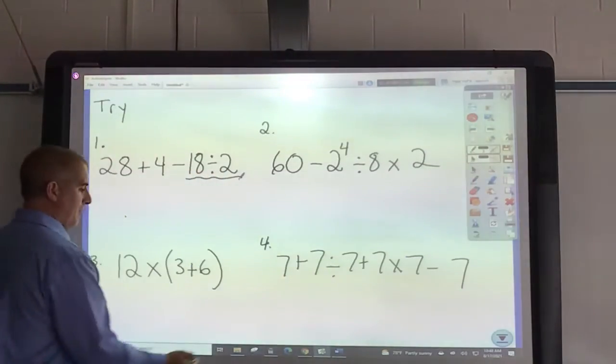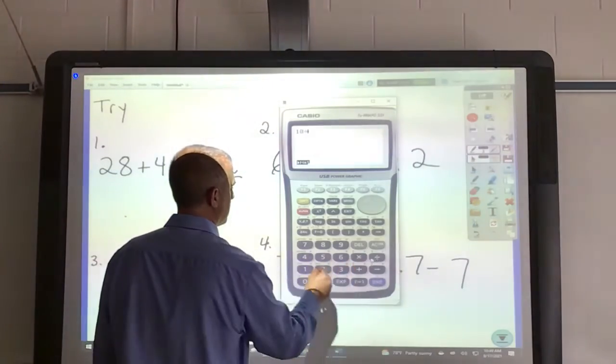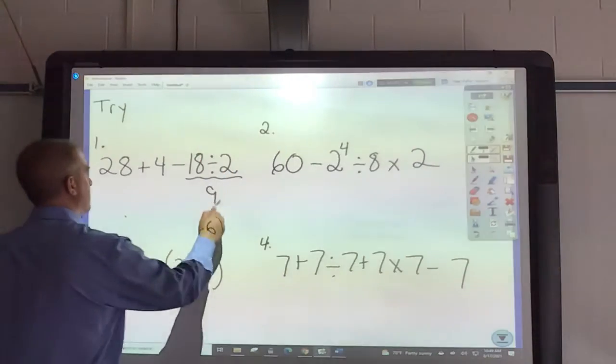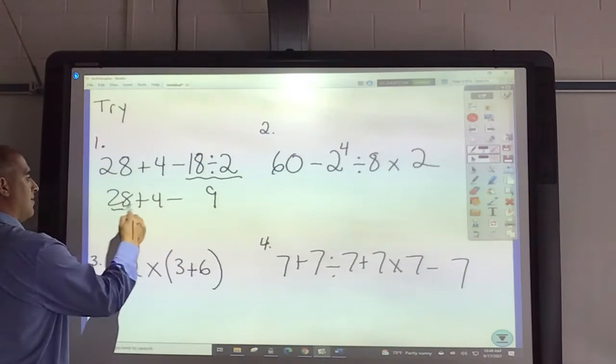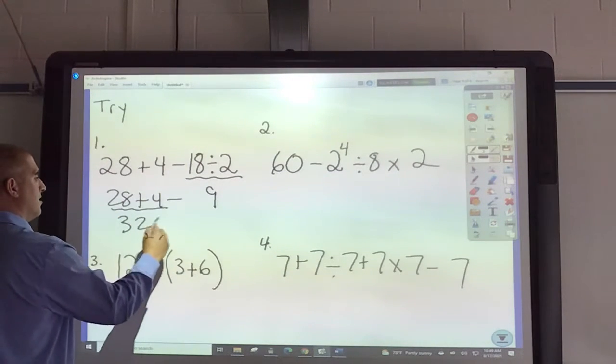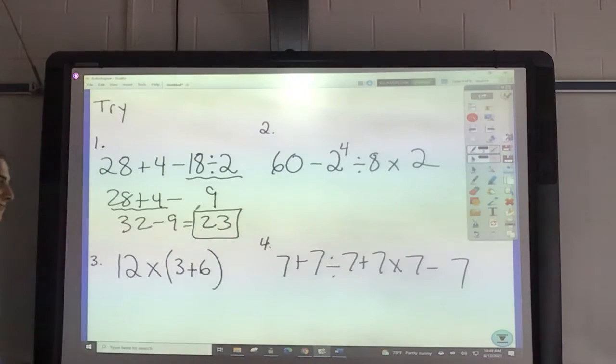This one's going to be first, so that's 18 divided by 2, which is 9. So I've got 28 plus 4 minus 9. I would do this first, which would be 32. 32 minus 9 is 23.